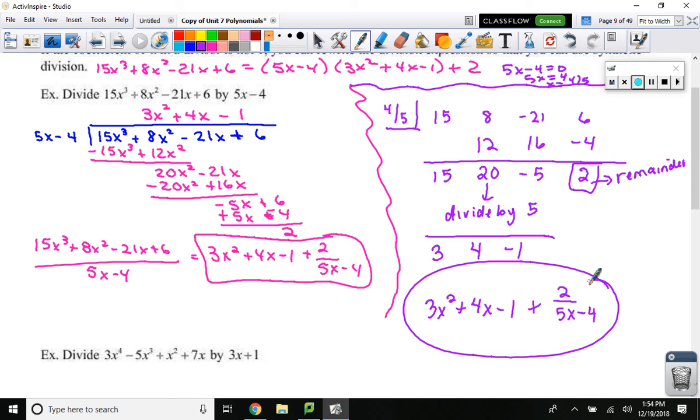So that's the one catch you've got with synthetic. Which you should quickly catch, because if you just quickly set up something like this, you would realize that 15 times 5 is not going to give you 15x cubed. And you should then be like, oh yeah. How'd you do that, to divide by 5? Because of the value up here, if that's not a 1.